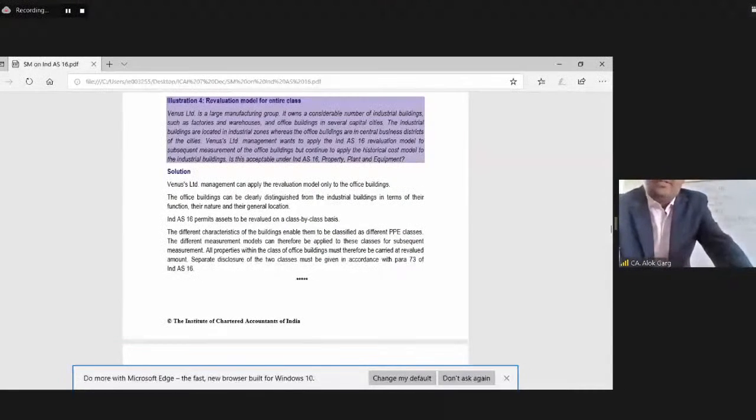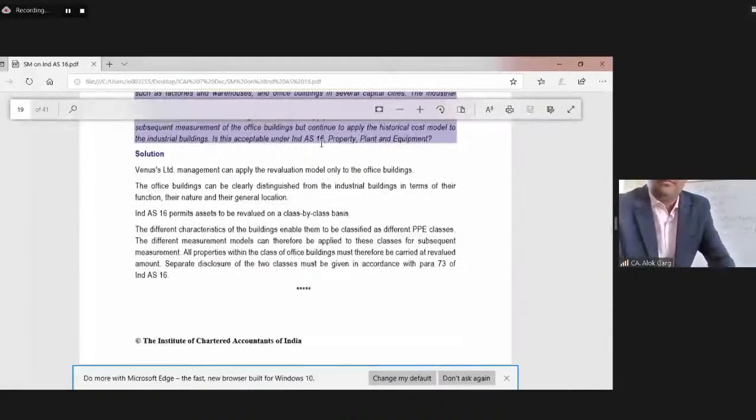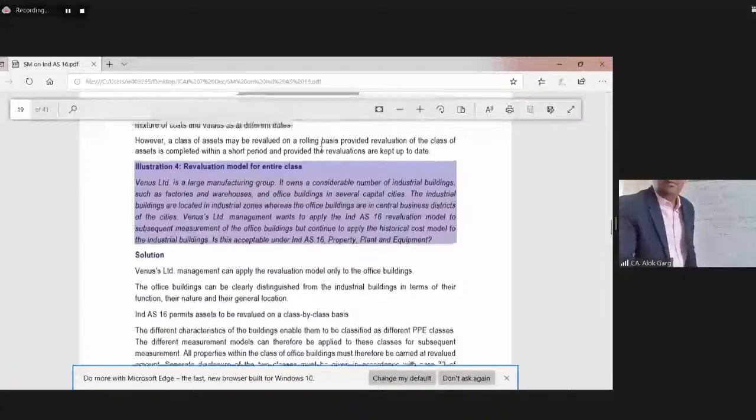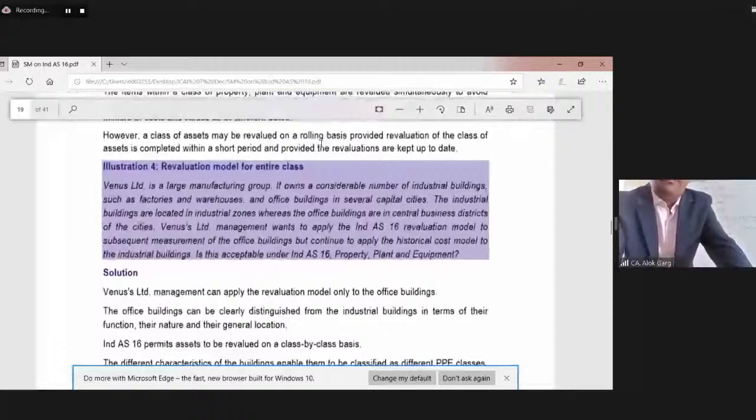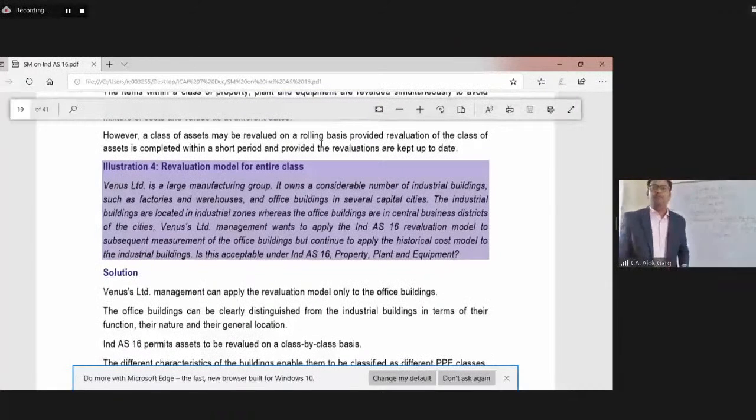Are you able to see this study material on the screen? Illustration number 4. Venus Limited is a large manufacturing group. It owns a considerable number of industrial buildings such as factories and warehouses, and office buildings in several capital cities. The industrial buildings are located in industrial zones, whereas the office buildings are in the central business district of the cities.